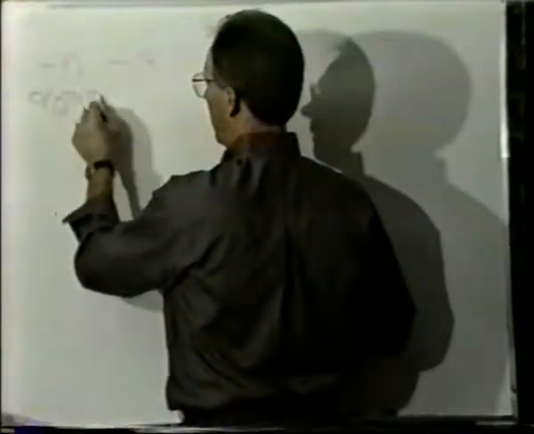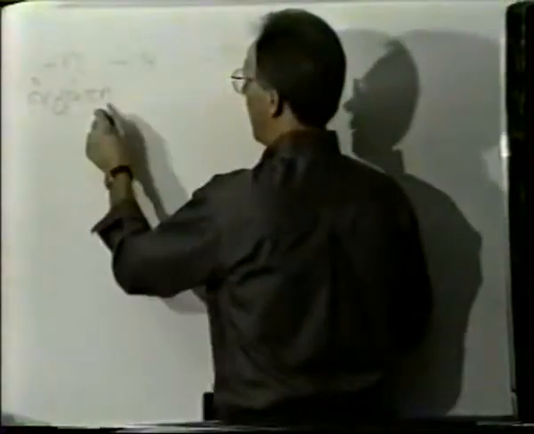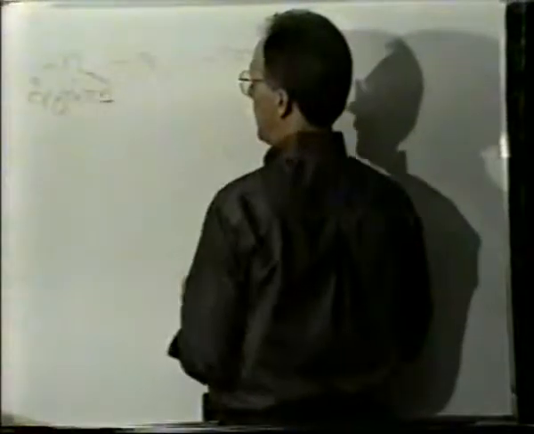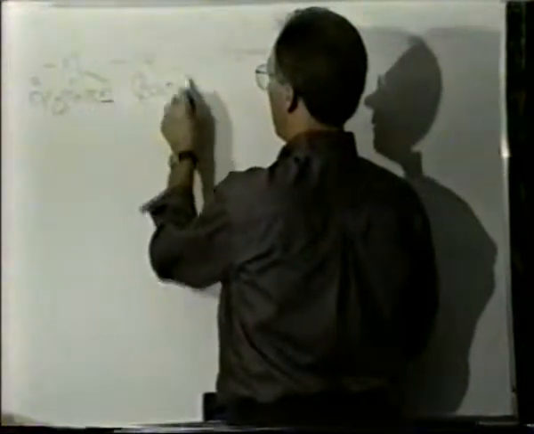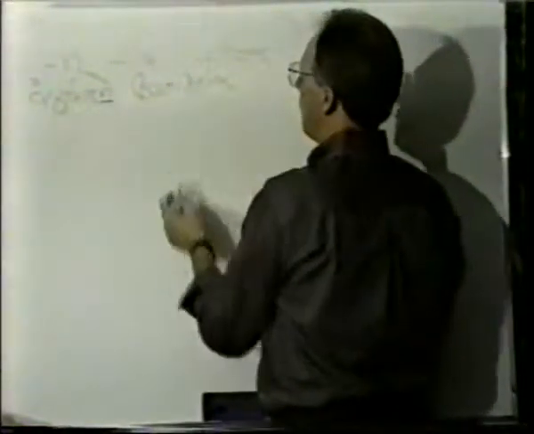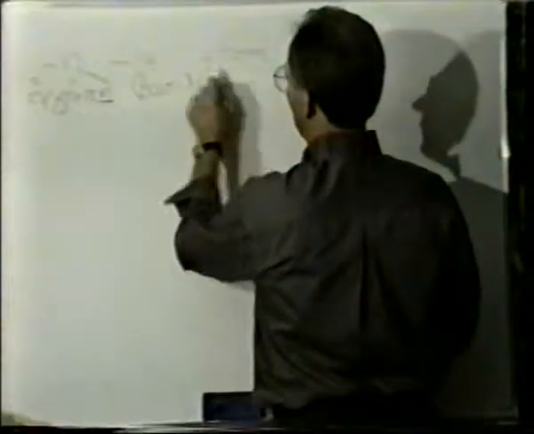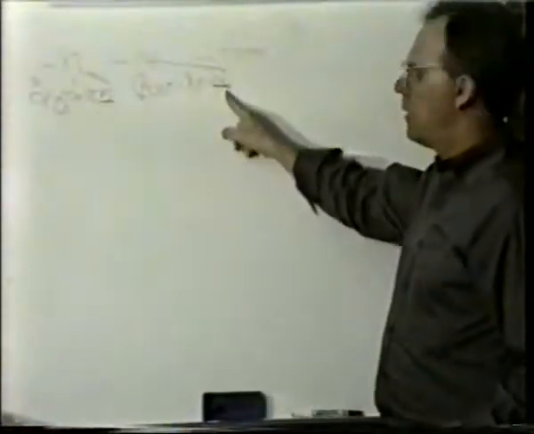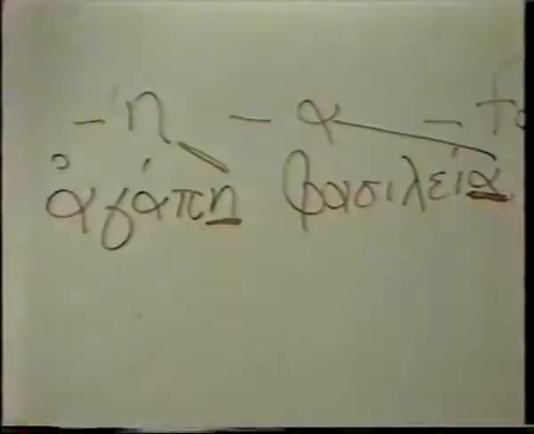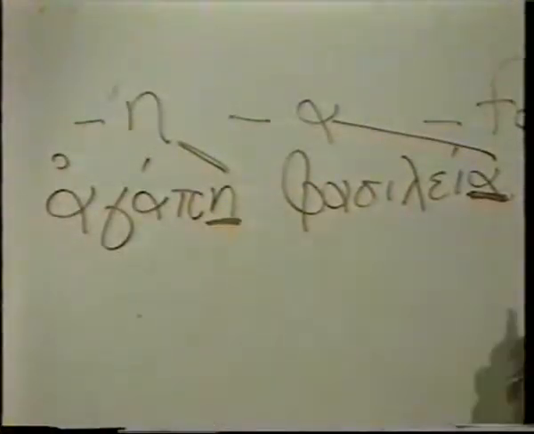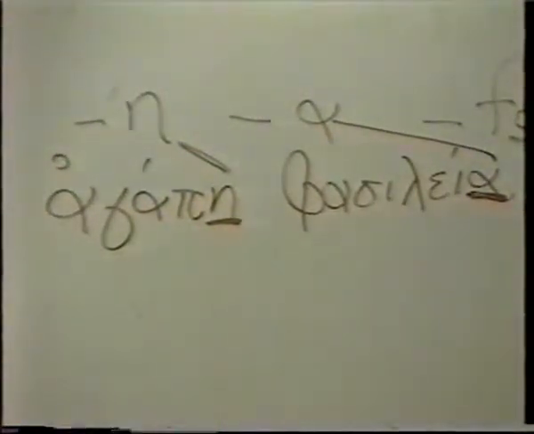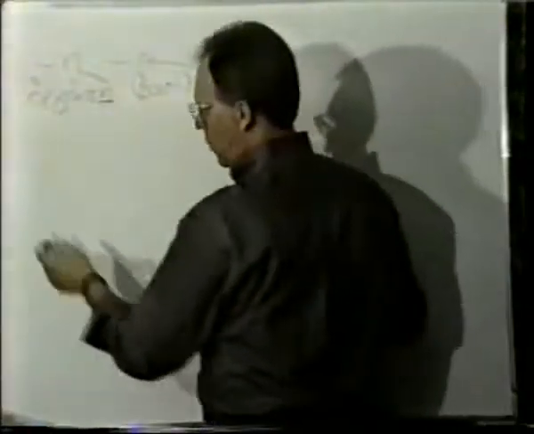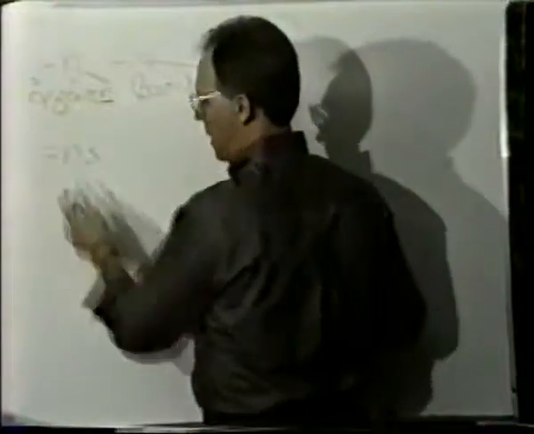Agape. Agape, the ending is eta. It's feminine. Let's look at another one. Basilia. Basilia, here it is. Again, it ends with alpha. So in this first declension of nouns, we have those nouns that end with eta and alpha. These are feminine nouns. We have also masculine nouns in the first declension that end with these endings, is, as well as as.